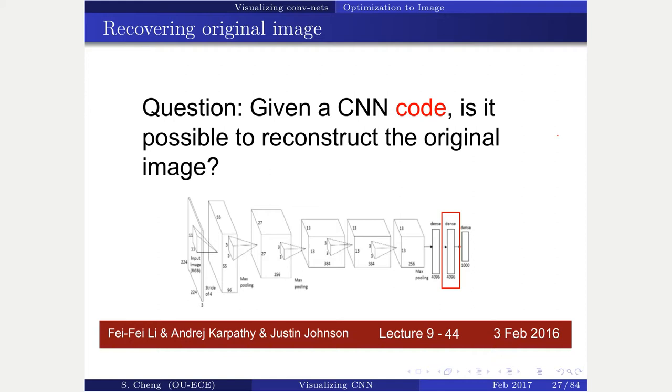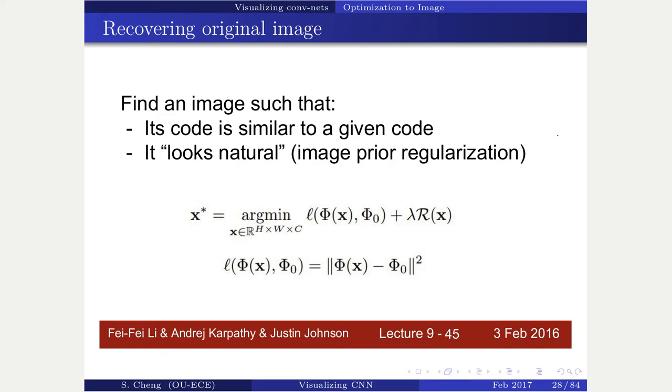To go a bit more into this optimization approach: of course, what we talked about in previous slides is seeing which region is going to maximize or activate a particular neuron. An interesting question we may ask is, how about the entire layer, not just one neuron but all the neurons in one layer? If I just give you a particular layer, can you recover the original image? Or how much do you know about that original image? So this is just an interesting experiment for that.